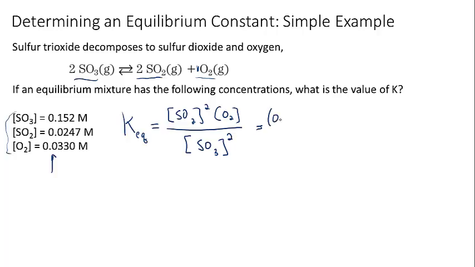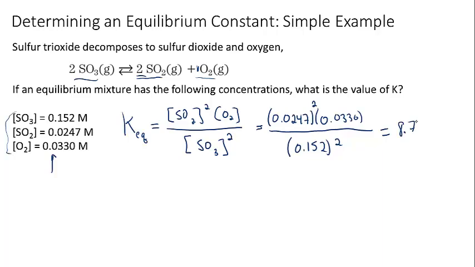So it's going to be 0.0247. I'm going to leave off units because we don't actually include units in equilibrium expressions, just by convention. And so the SO2 concentration, because there's two of them, is squared, times the O2 concentration, 0.0330, divided by the concentration of the SO3 squared, 0.152 squared. And then we just do that with our calculator and determine the equilibrium constant. And that comes out to 8.71 times 10 to the minus 4.